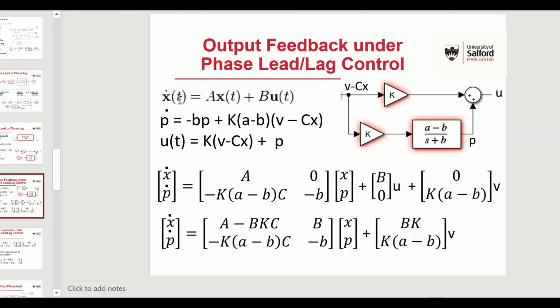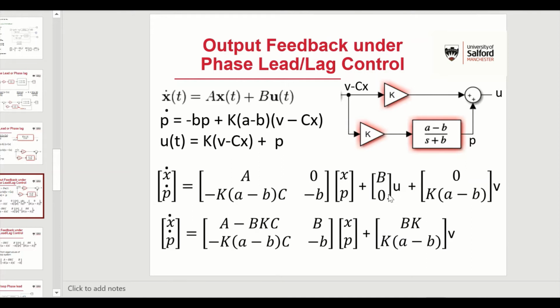So here we have x dot equals Ax plus Bu, that's our standard state space equation. Here's now our phase lead compensator with the u here. So we've got p dot equals minus bp plus K(a minus b)(v minus Cx), and u is K e plus p. So the first line is x dot equals A times x plus B times u, and then nothing else. The second line, p dot, is going to be K(a minus b) times minus Cx. That's going to be minus K(a minus b) times C times x, minus bp. So that's that times that.